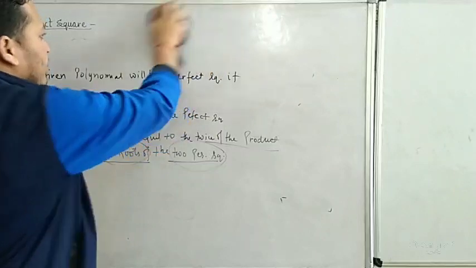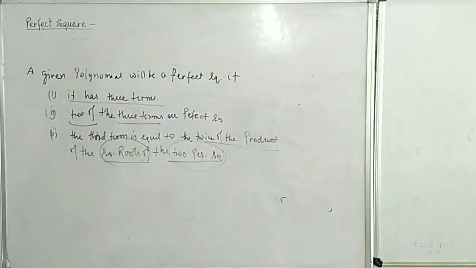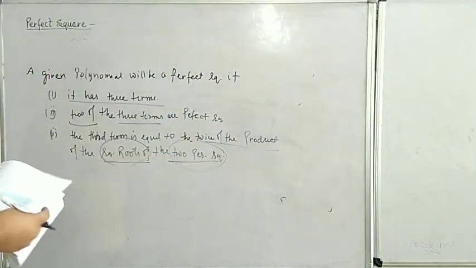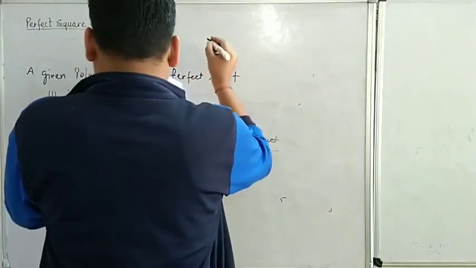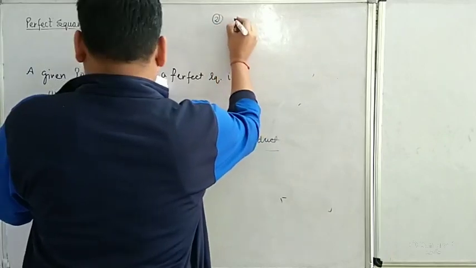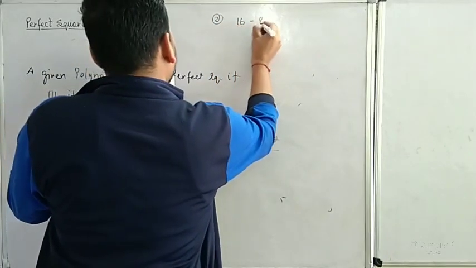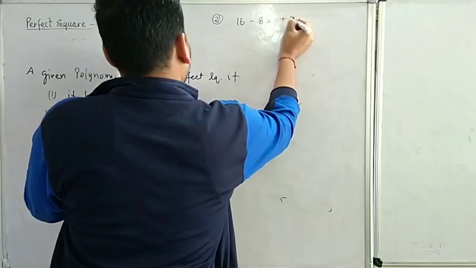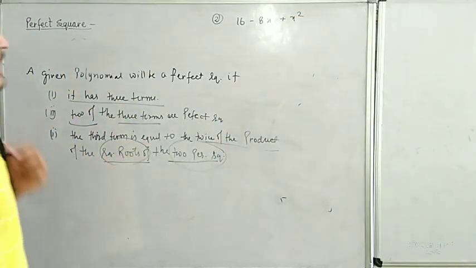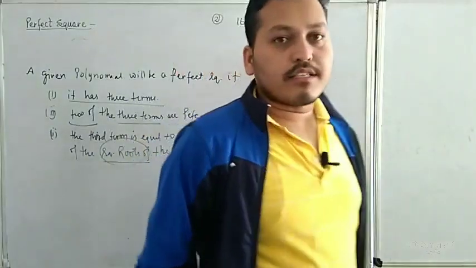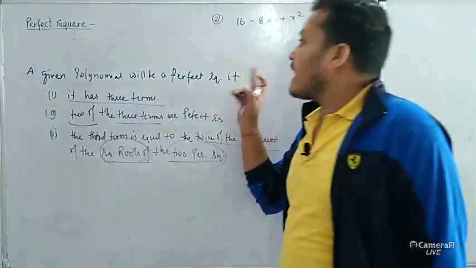Next example I am taking. The next example is 16 minus 8x plus x square. Identify it. Is it a perfect square or not? क्या ये perfect है या नहीं है?